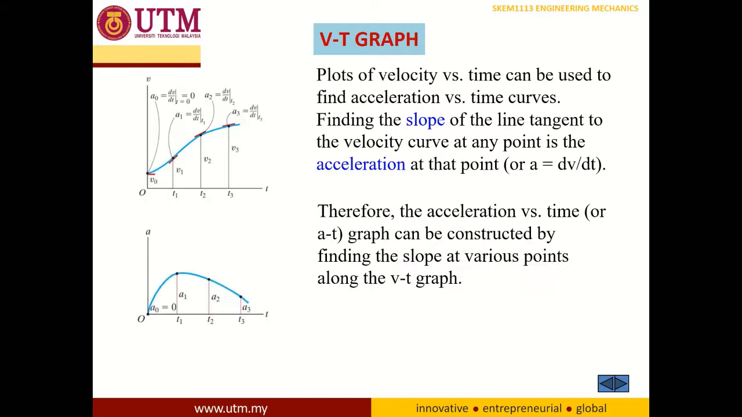Then further from the v-t graph, we can find the accelerations by differentiating the curve of the graph, for example at this point 0, which is dv over dt, and then we can find the acceleration at 0. And then for time equals 1, we differentiate again, then we can find a1. And if we do similar steps for a2 and a3, then we can plot the acceleration graph, which is the a-t graph.